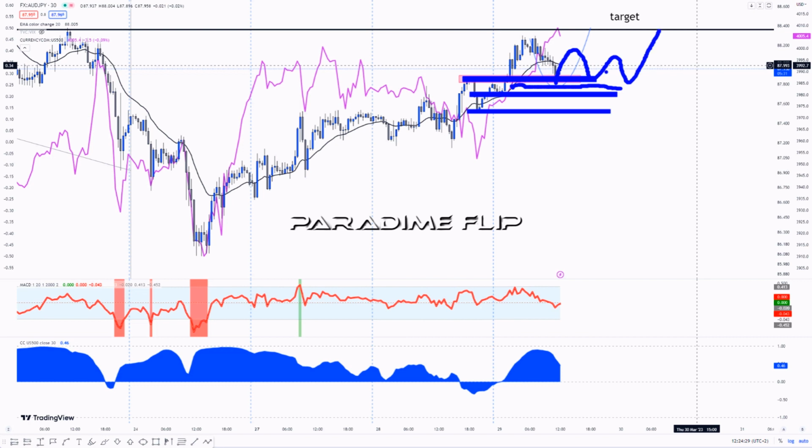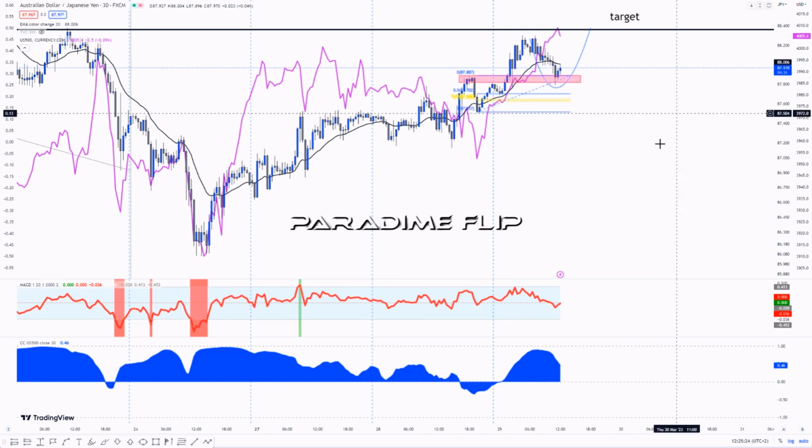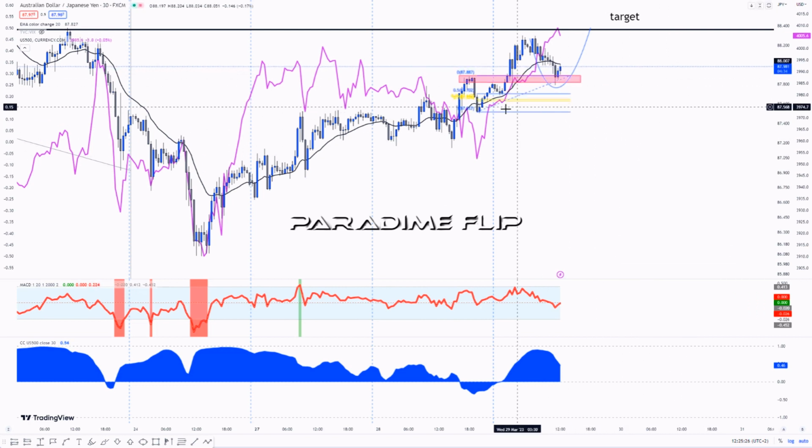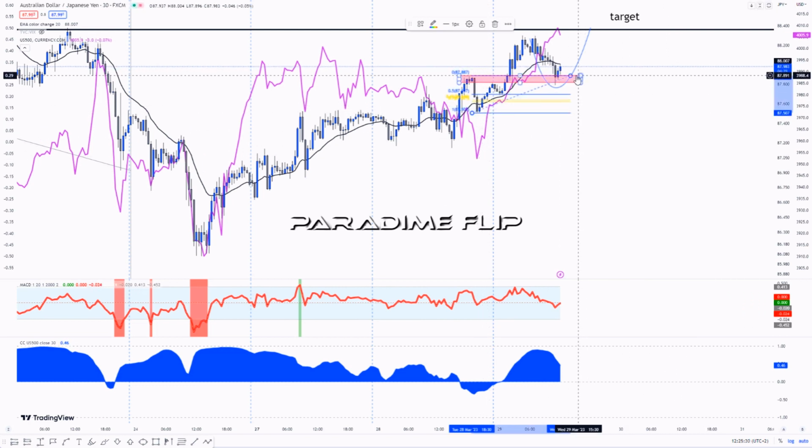This trade will be negated, or we will stop looking for buys, if we break below the zone and we start to hold right below this area. That's basically what we're looking for. Right now we are in that area, so we can be looking for that buy trade into this area. The reason for that is twofold.